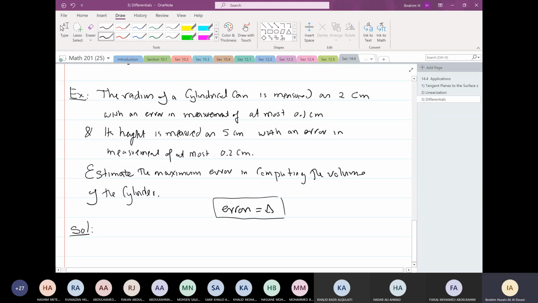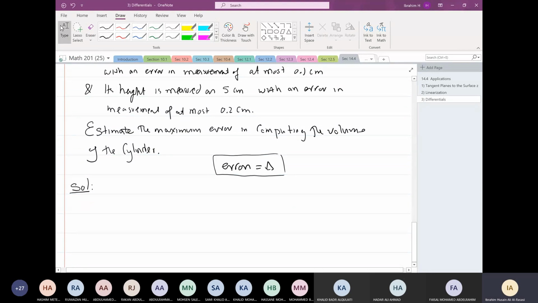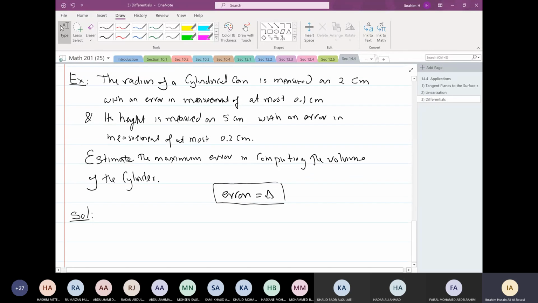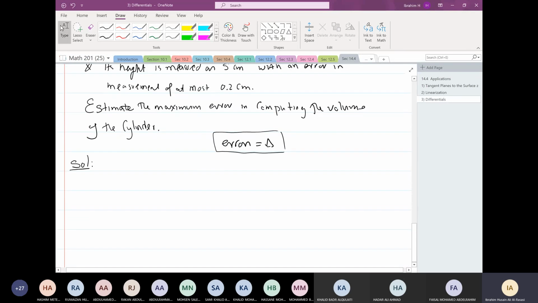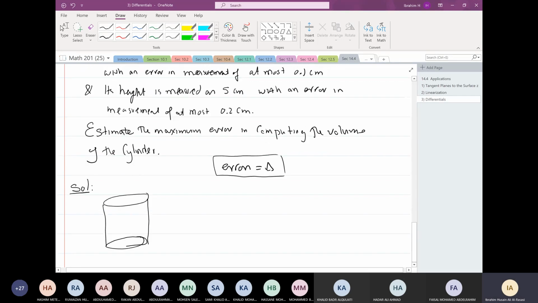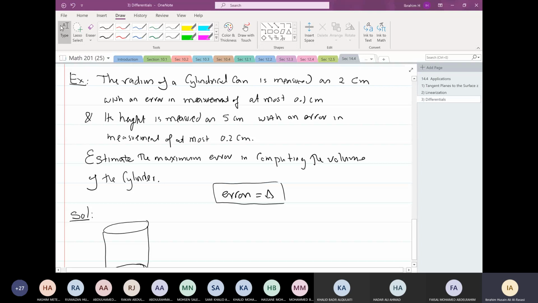Okay, now with this keyword, with word problems, we usually read and write down the given information and state what is required. So you have a cylindrical can here. Read, the radius of a cylindrical can is measured as 2 centimeters. So I will take R for the radius. R is 2 centimeters, with an error in measurement of at most 0.1.